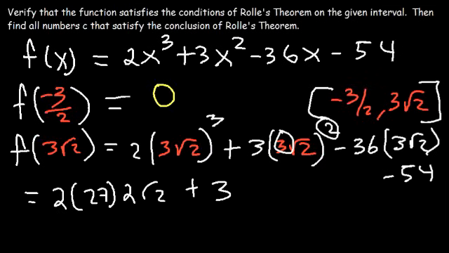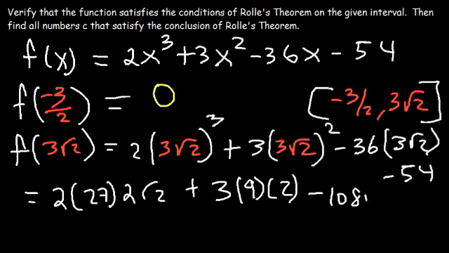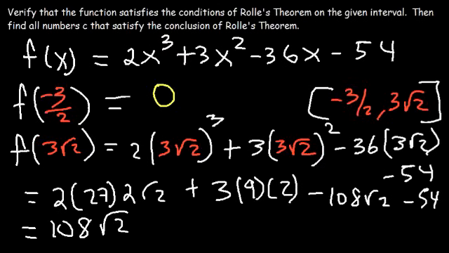Three squared is 9, and radical 2 squared is simply 2. 36 times 3, 30 times 3 is 90, 6 times 3 is 18, so that's 108. So it's going to be 108 root 2, and then minus 54. 2 times 27 is 54, times another 2, that's 108. So this is 108 square root 2. 3 times 9, that's 27, times 2, that's positive 54.